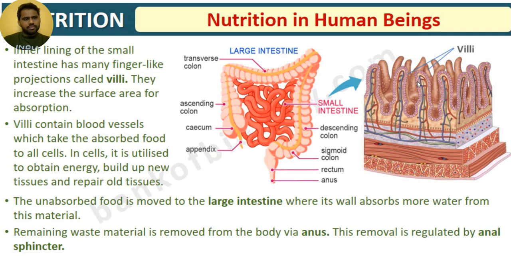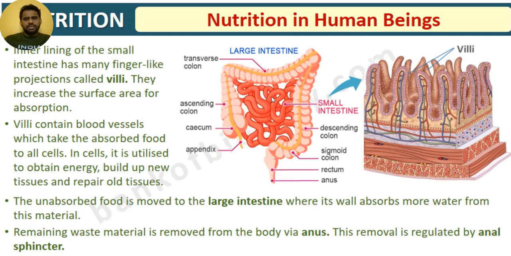What is important about villi is that they increase the surface area for absorption. Villi contain blood vessels, which take the absorbed food to all the cells in the human body. In cells, it is utilized to obtain energy, build up new tissues, and repair old tissues. The food that is not absorbed is moved to the large intestine.